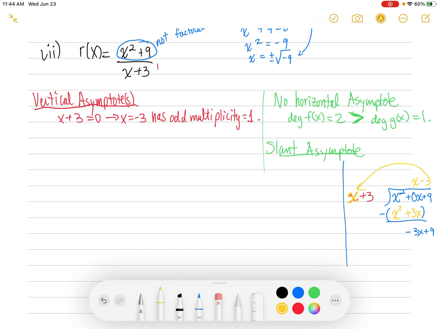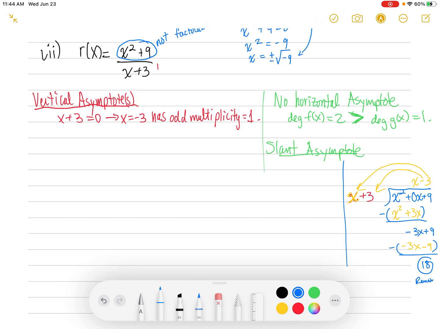And I'm going to bring down a positive 9. I'm going to ask the question now, what times that yellow x out front gives me a minus 3x, so a minus 3. So I'm going to take minus 3 times x and get minus 3x. I'm going to take minus 3 times 3, I'm going to get minus 9, and then I'm going to subtract those.